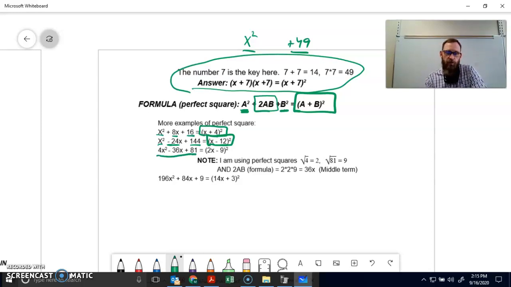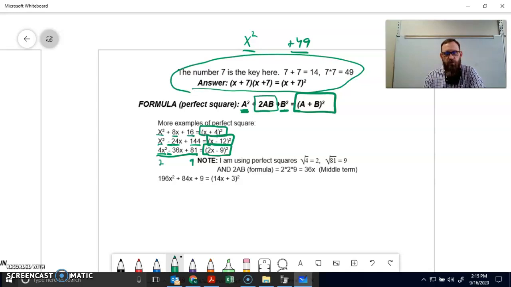How about a number in front of x squared? 4. Okay, the square root of 4 is 2. The square root of 81 is 9. And again, notice the minus sign this time. So it's 2x minus 9 squared. Does that fit the formula? I think so, because the square root of 4 is 2. Okay, 2 times 2 is 4. 9 times 9 is 81.